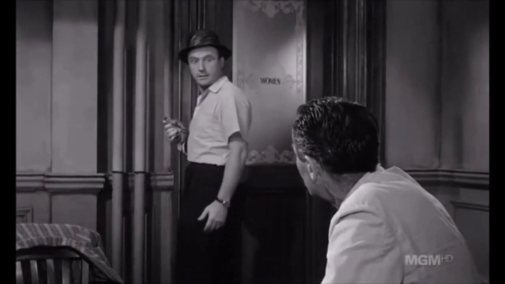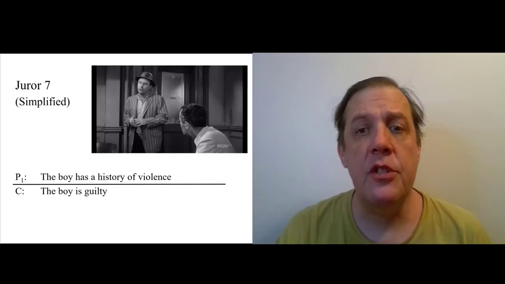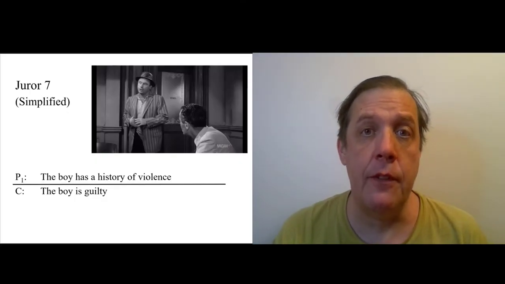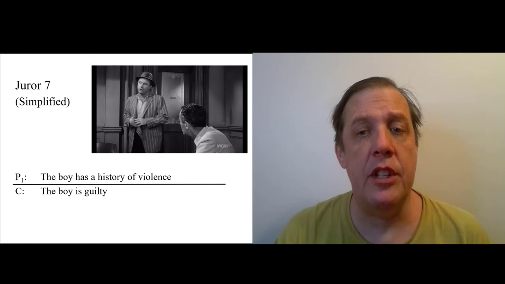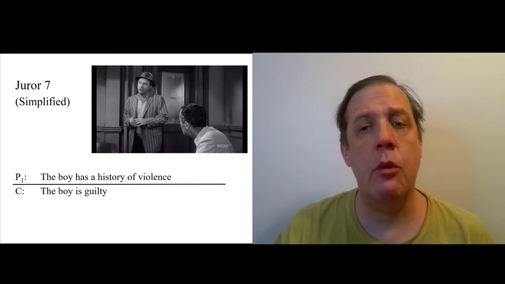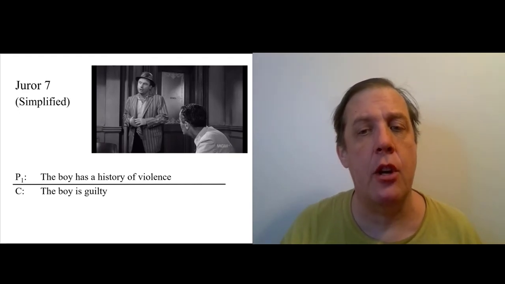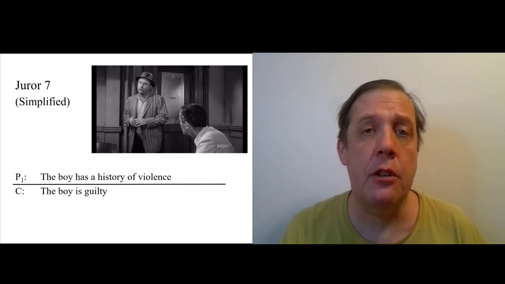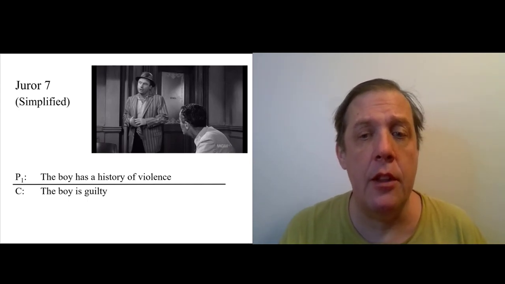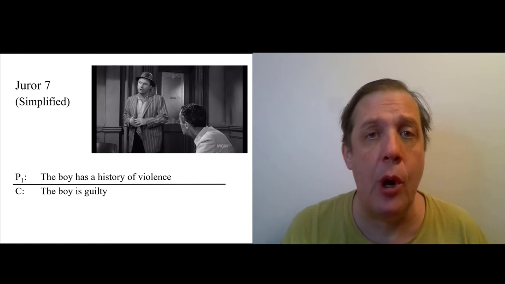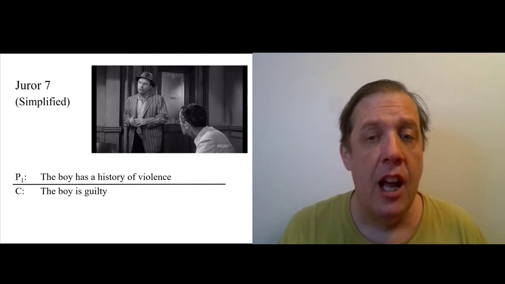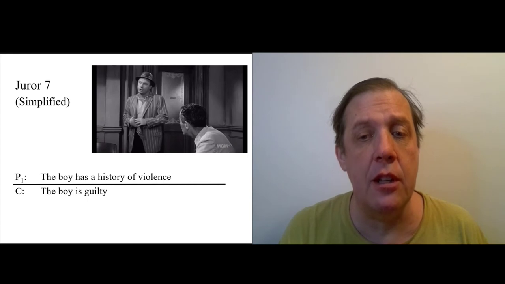So in some ways, we can simplify Juror 7's argument the same way we did Juror 6's. And actually, when we put all these arguments together, we're going to have to simplify them like this. Simplifying Juror 7's argument, we can say that P1 is just the boy had a history of violence, and the conclusion is that the boy is guilty.